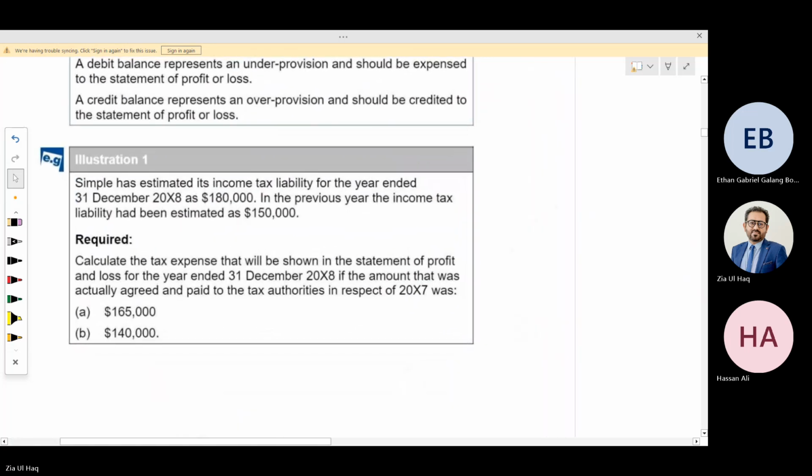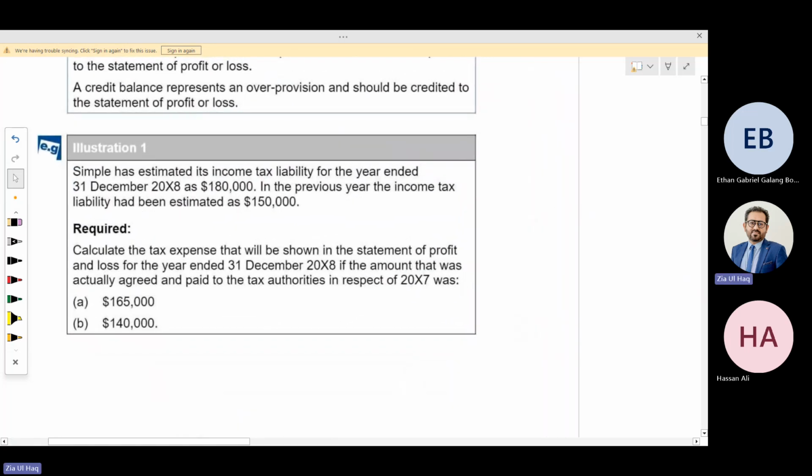Illustration 1. Simple has estimated its income tax liability for the year ended 31st December 20x8 as 180,000. They have charged the accounting entry tax expense debit, tax payable credit with 180,000. In the previous year, the income tax liability had been estimated as 150,000. How much they paid for the previous year, we don't know yet.